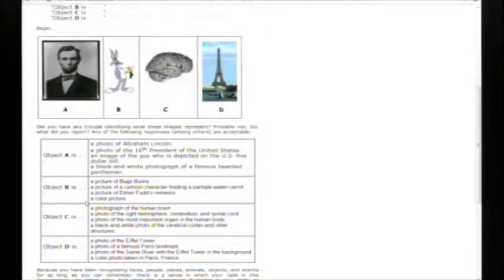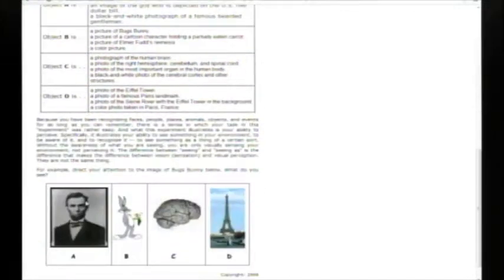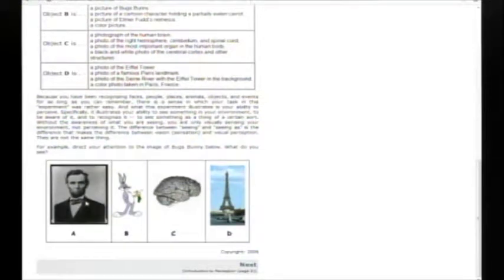If I ask you what you're observing with B, well, you're observing Bugs Bunny. You're also seeing the carrot. You're seeing a picture of a cartoon character with a partially eaten carrot. You're seeing a picture of Elmer Fudd's nemesis, and so on and so on. You with me?